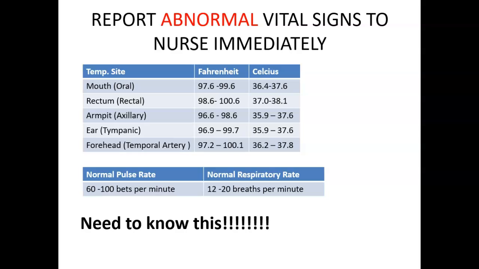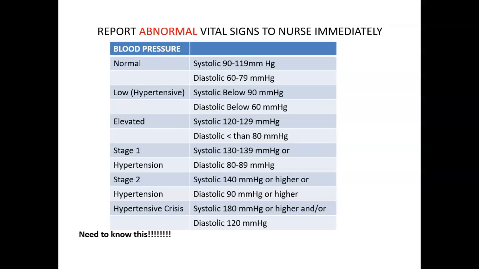Normal pulse rate is 60 to 100 beats per minute, and your normal respiratory rate is 12 to 20 breaths per minute. And these are the basics that you need to know on TPR: temperature, pulse, respiration. Report abnormal vital signs to the nurse immediately.